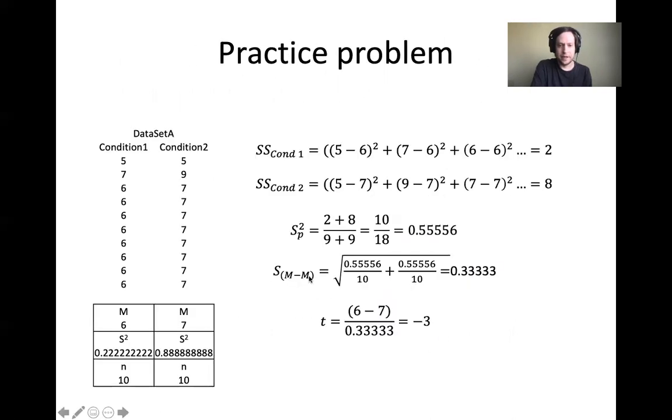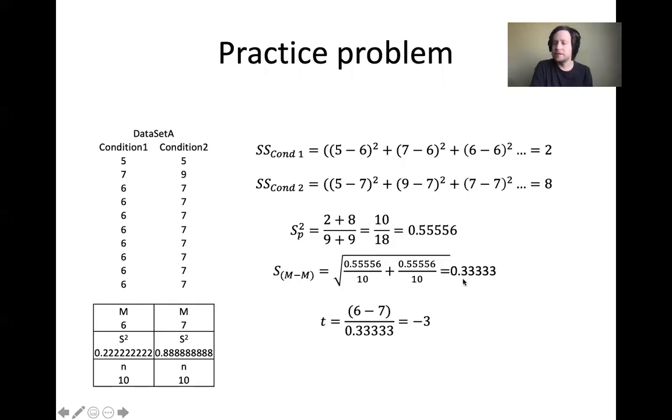And so here's the estimated standard error with the pooled variance divided by 10. That is the sample size of condition 1, plus the pooled variance divided by 10. This 10 right here is the sample size of condition 2. And then you add those two ratios together, you take the square root of that, and you get 0.3 repeating. This is our estimated standard error right there.